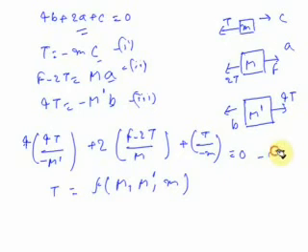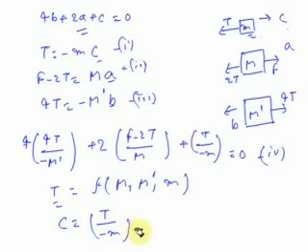This is equation 4. Once we get the value of t, we can find out the acceleration of the block of mass small m, which is c, and c is given by t by minus m. We already have the value of t from equation 4, so we can also get the value of c, the acceleration of the block of mass small m.